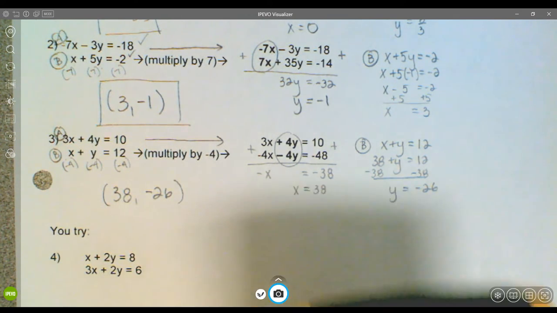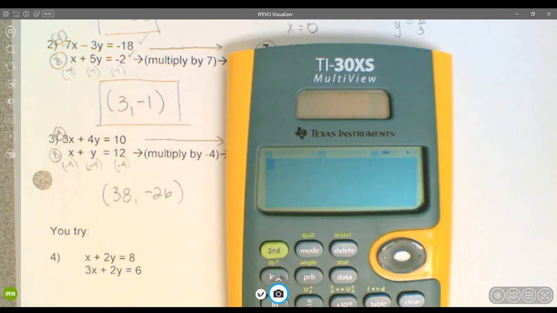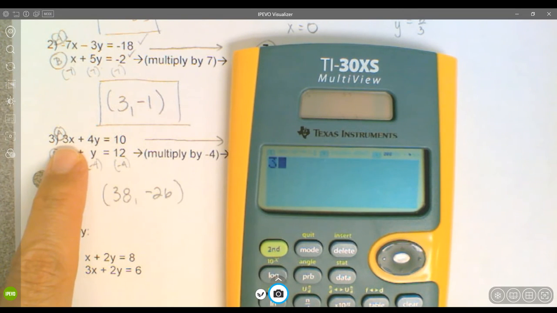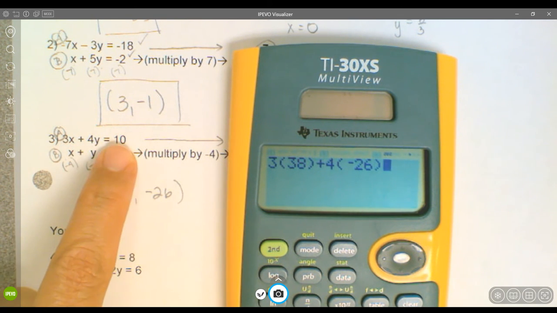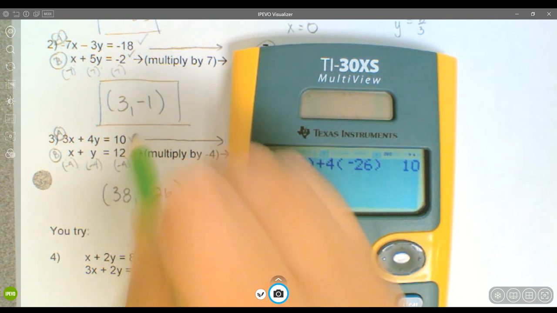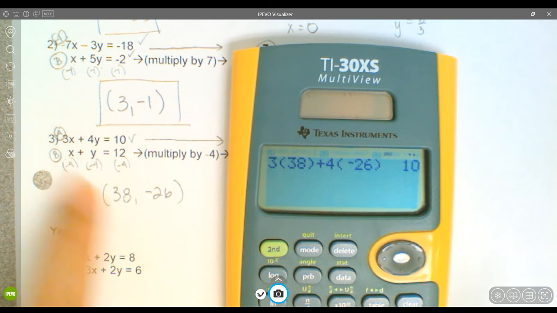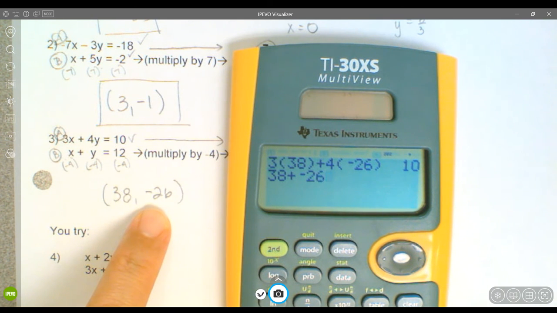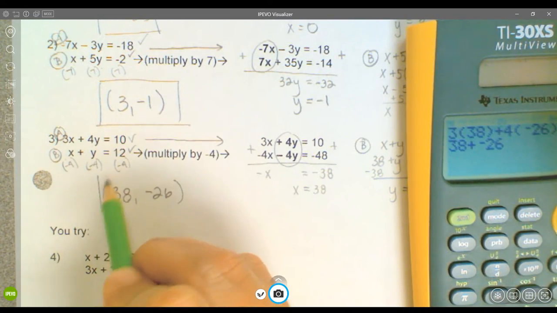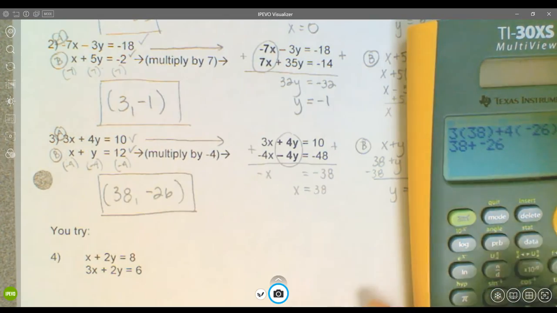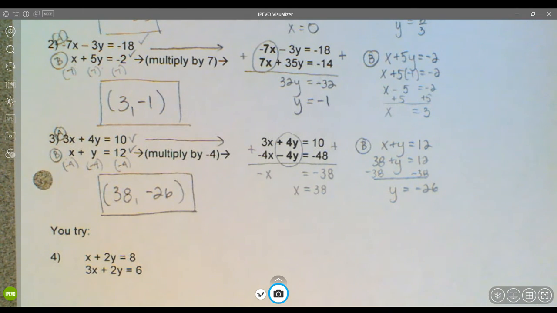I don't just want to be sure, I want to be doubly sure, so I check in both equations. So I'm going to take 3 times 38, 3x, plus 4y, 4 times negative 26, and I should get 10. And I do. And then I'm going to take x plus y, 38 plus negative 26, and I should get 12, and I do. So I'm not just sure, I'm doubly sure because I substituted and checked it into both equations.